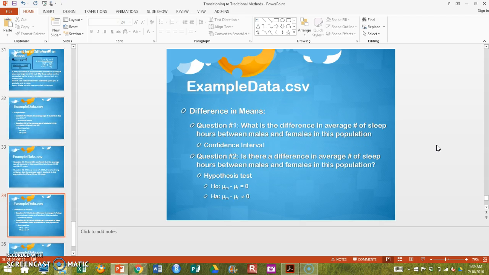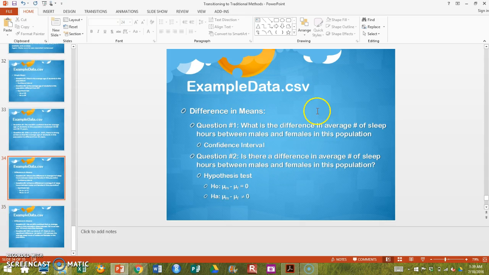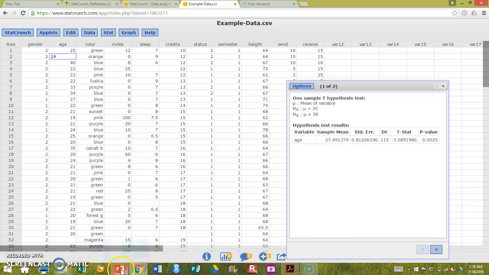Okay, in the last minutes here, let's do a difference in means test. And there's only one little tweak on this in StatCrunch. So let's say that we want to ask, what is the difference in average number of sleep hours between males and females in this population? So we want to estimate the size of this.